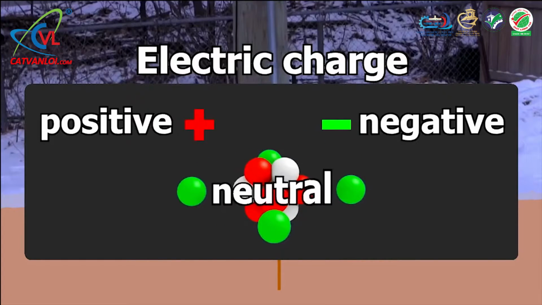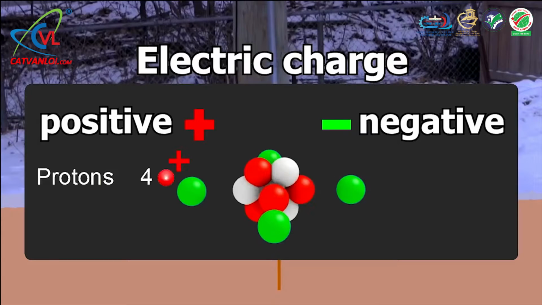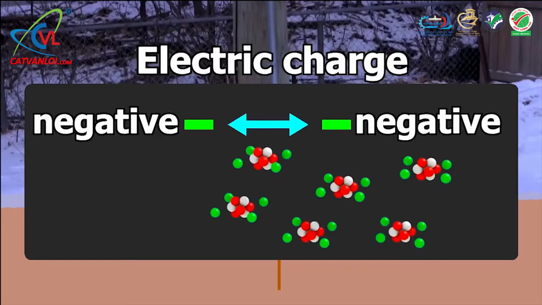Overall, this atom has a neutral charge, though, neither positive nor negative, because it has the same number of positive protons and negative electrons. Like charges repel each other. Here we have an area with extra electrons between the atoms, so the area is negatively charged overall. If we try to bring in yet another negative electron, it feels a repulsion, so it's harder to make it go there. The like charges repel each other.